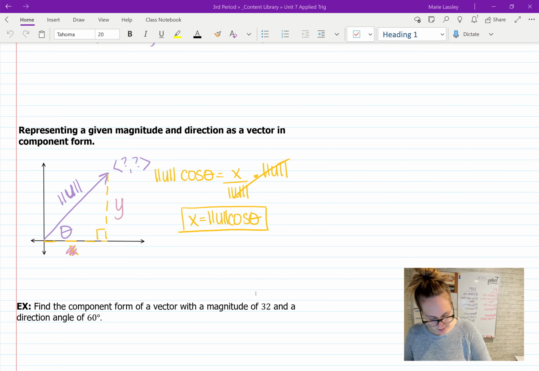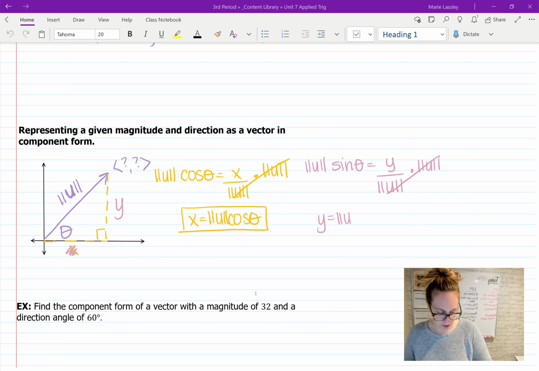So we're going to set it up by going sine of theta equals opposite y over hypotenuse, which is my magnitude. And again, we know theta, we know the magnitude. The only unknown is y. So we want to get y by itself. We multiply both sides by the magnitude. Those cancel. So we're left with y equal to the magnitude times the sine of theta, which is our direction angle. And that's what you're going to do. So that's it.